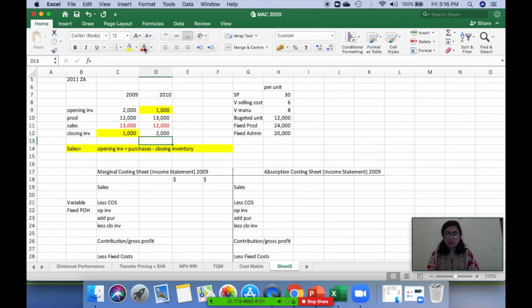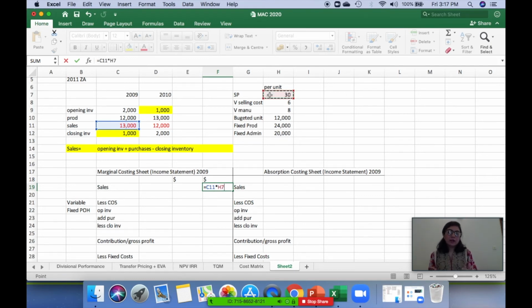So my sales was 13,000 in 2009. So what I'm going to do is, I'm going to click here and multiply it with the price here. Excel is basically a calculator as well. Excel is an amazing tool. I can use it for explanation. I can even calculate everything here. So here we have 390,000 as our sales.